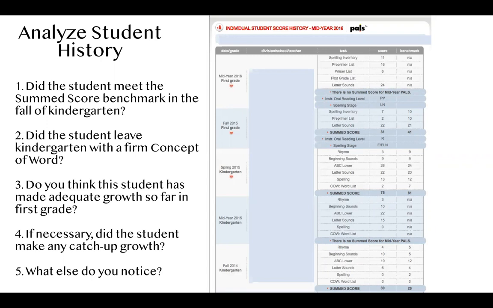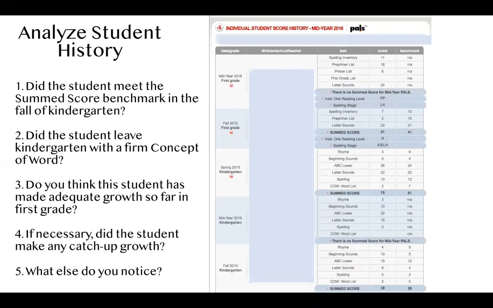So look at question 2. We're looking at COW now in kindergarten. And did they leave kindergarten with a firm concept of word? The reason for looking at that is it's an integration. COW is the integration of skills and the application of them. And that's evident in that COW score. So for number 2, no, this child did not leave with a firm concept of word as he or she only had a 2 on the COW word list.